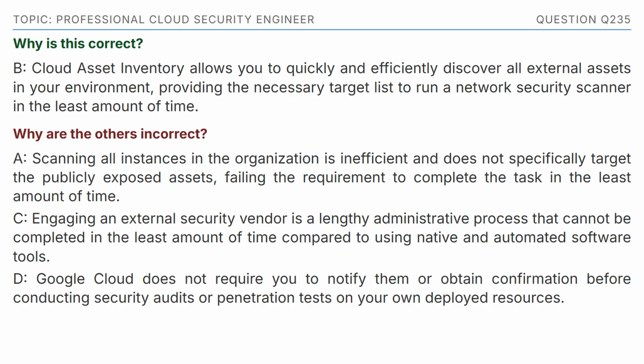Why are the others incorrect? A. Scanning all instances in the organization is inefficient and does not specifically target the publicly exposed assets, failing the requirement to complete the task in the least amount of time. C. Engaging an external security vendor is a lengthy administrative process that cannot be completed in the least amount of time compared to using native and automated software tools. D. Google Cloud does not require you to notify them or obtain confirmation before conducting security audits or penetration tests on your own deployed resources.